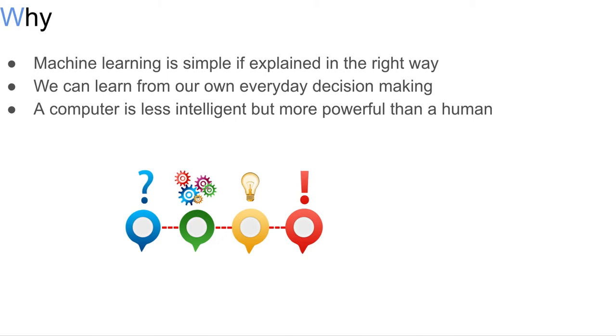And a computer is less intelligent but more powerful than a human. It doesn't have a whole lot of intelligence, but we can ask it to do very repetitive and simple things over and over again without making mistakes. And so that's where some of these algorithms come in. They're very basic, but with a couple of more complex calculations and a lot of repetitions, we can get them to imitate what we as humans do in our decision making.